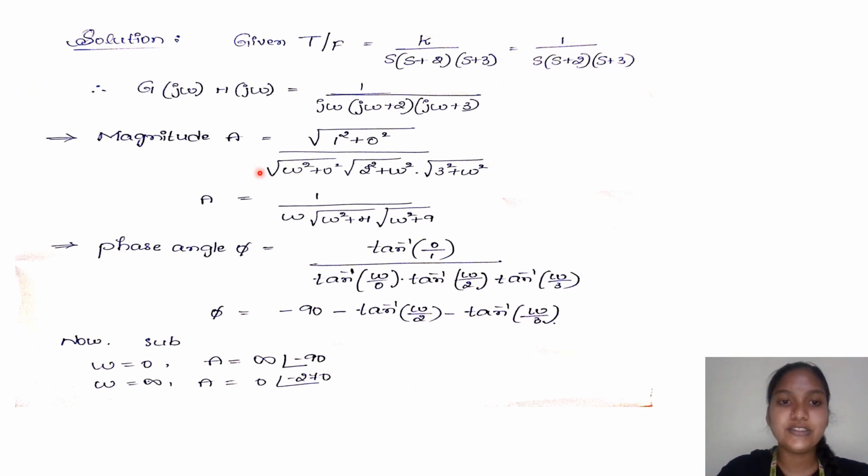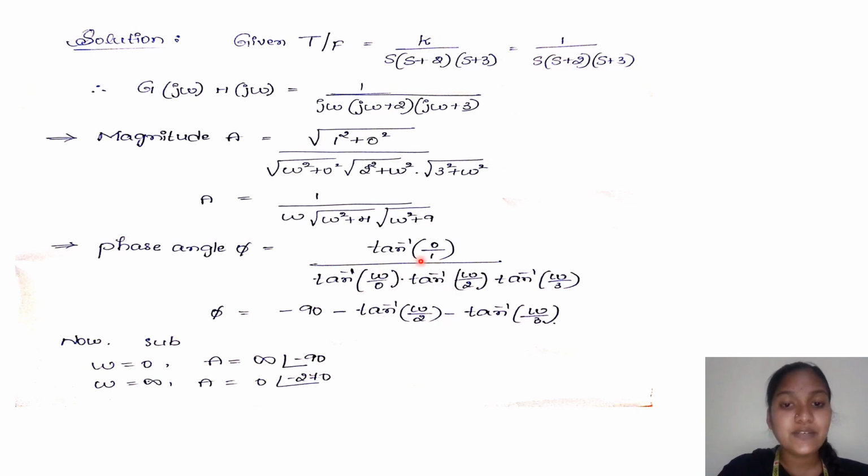So this is the magnitude angle. And next, the phase angle. Phase angle is tan inverse of b by a. In this term b is 0 and a is 1, so we are writing tan inverse of 0 by 1. Next, tan inverse of omega by 0. Here we have only j omega, so the imaginary term is omega and the real term is 0. So we are writing tan inverse of omega by 0, and the next is tan inverse of omega by 2 into tan inverse of omega by 3.